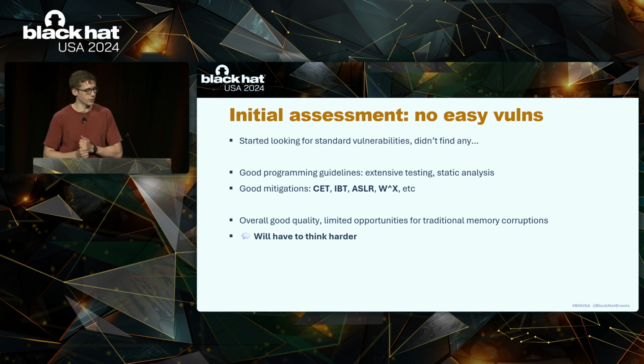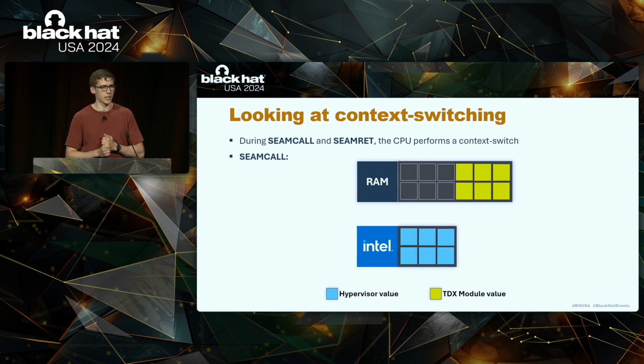And so we realized that we're going to have to think harder than just looking for off-by-ones in the source code. So instead, we started looking at more architectural and logical types of bugs, and specifically at the context switching logic that takes place in the TDX architecture.